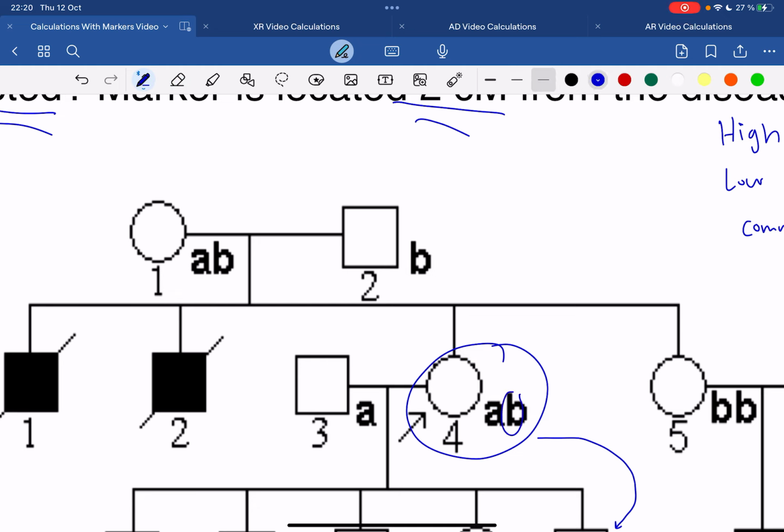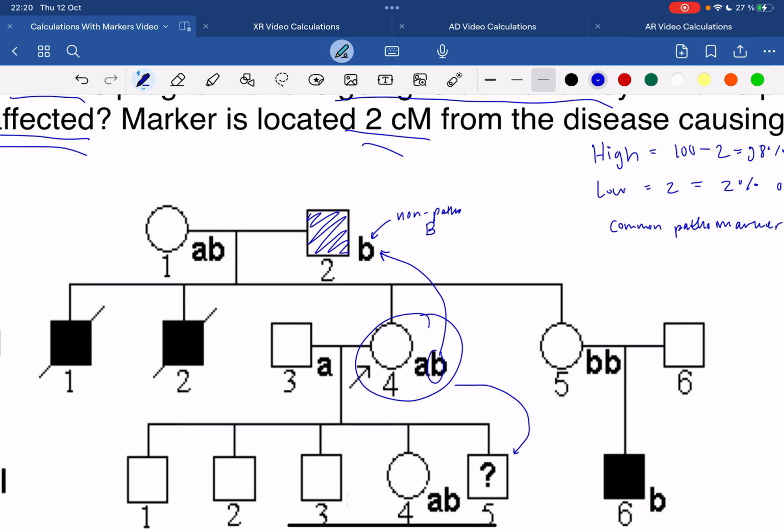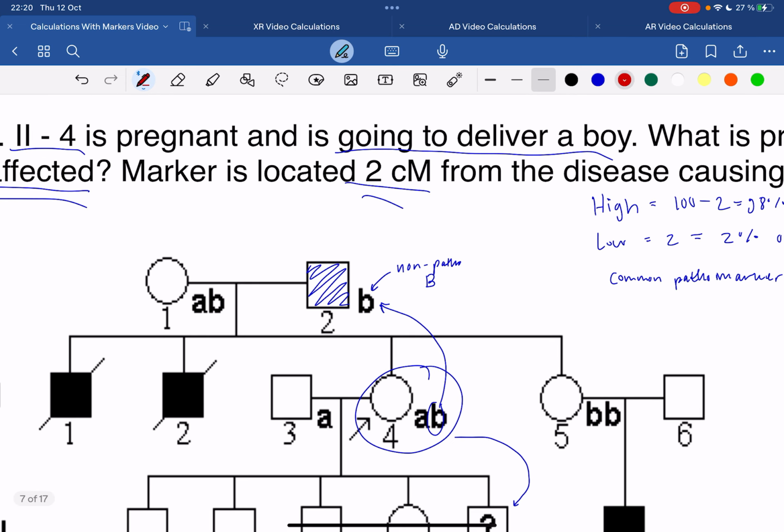Just because the common pathological marker is a B doesn't mean that all B's are the pathological markers. Because this B is a variant of a non-pathological marker. Why? Because we know for sure that this dad is not a carrier since he's not affected. Because guys who are affected always are carriers, always. And he gives this B to his daughter, so the daughter must have gotten her A from her mom and not the B. So this B right here is the patho B.